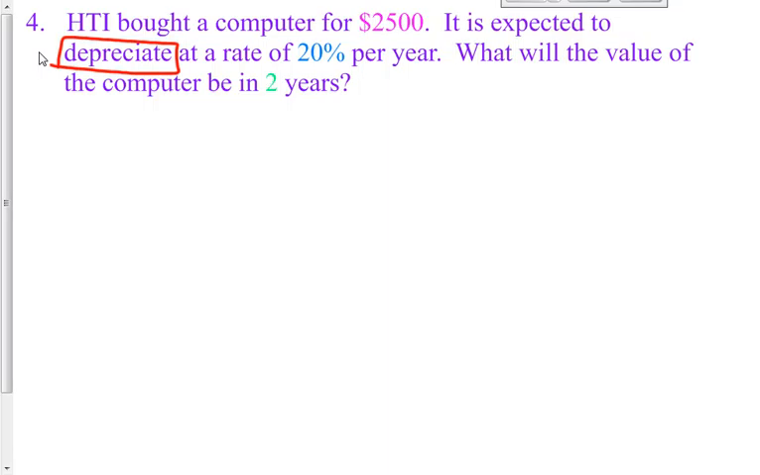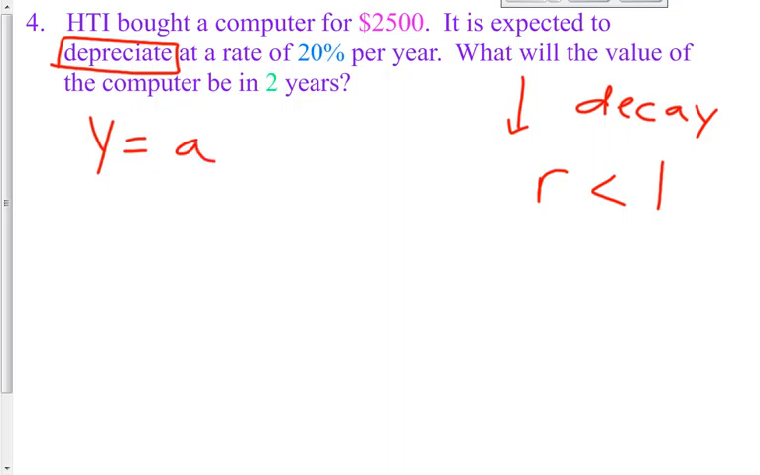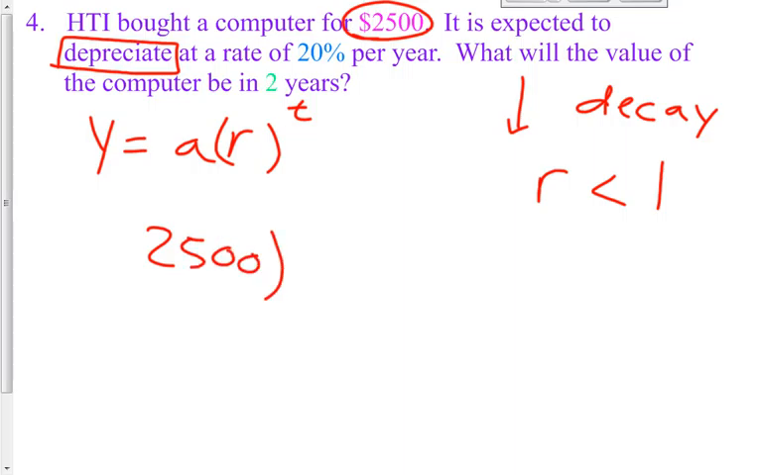So if it depreciates, that means we're talking about decay. And if we're talking about decay, our rate is going to be a number that is less than 1. So keep that in mind as we do this one. So we still have y equals A R raised to the t. In this one, A is our initial amount. HTI bought this computer initially for $2,500, so $2,500 is our A value.